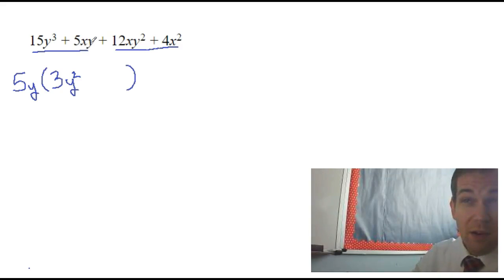I have an x in here. So what would I multiply this by to get a 5xy? Well, I need to put an x over here. And then I want to get a y up in here. I already have that y, so I don't need to include anything else.